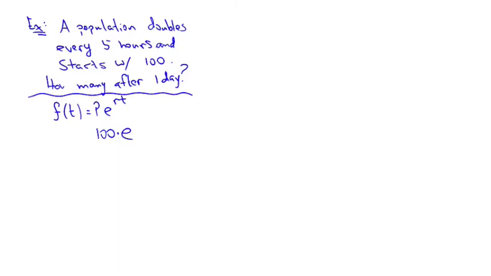Wait, if a population doubles and it starts at 100, what? 200. Where would I put the 200? Rate, R. It's not a rate. Rate is like miles per hour. Where would my 200 go? I start off with 100 and I end up with 200. Oh, on the F of T, on the other side, right? So we replace f of t. It's the population after a period of time.